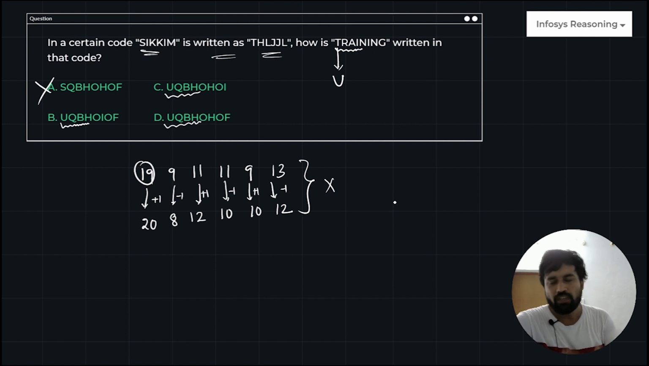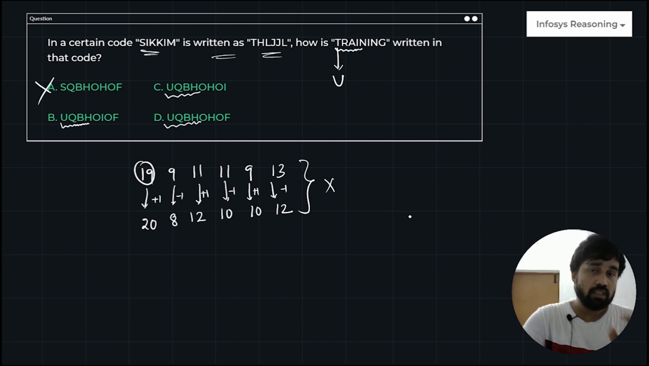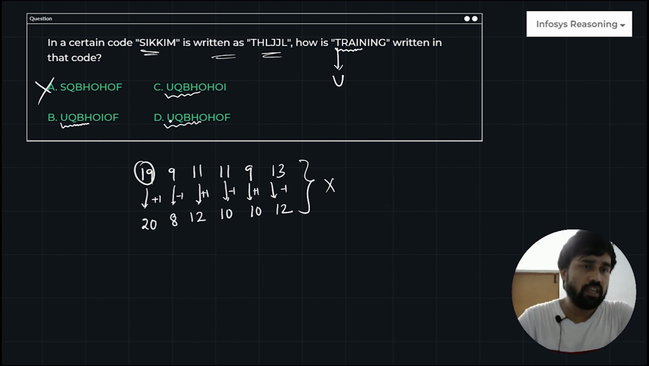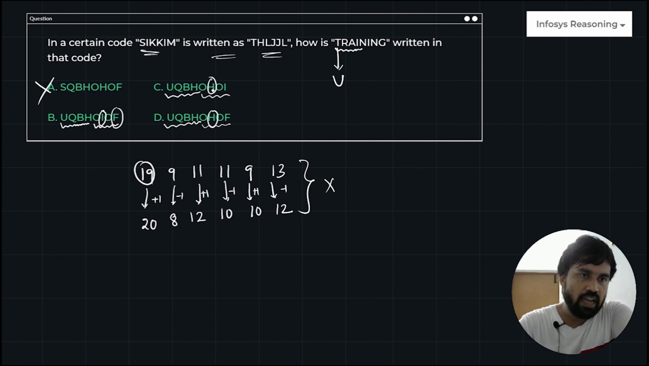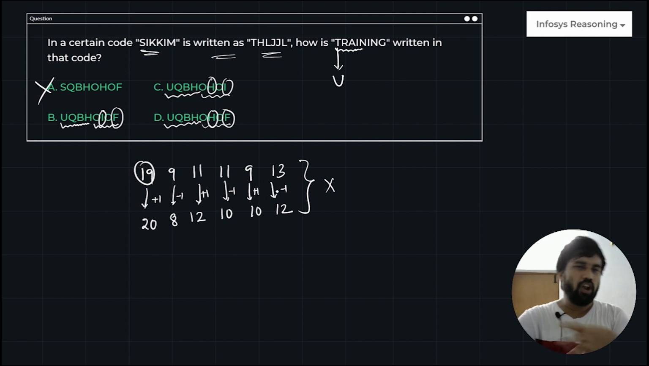So if you need to reduce your time, you have to handle the options very carefully. Just look at here. What is the difference between them? OIOF, OHIO, OHOF. I found the differences at these places, and I found the differences at the last position, right? So I will go with the last position first.